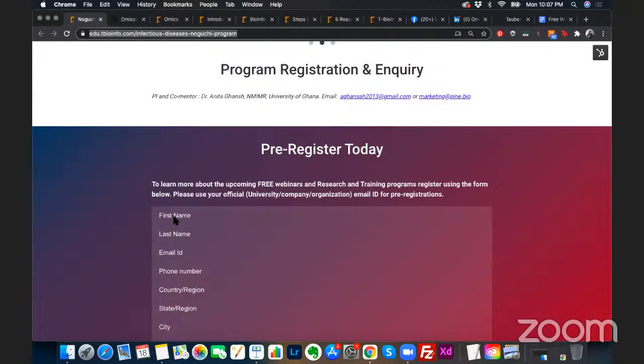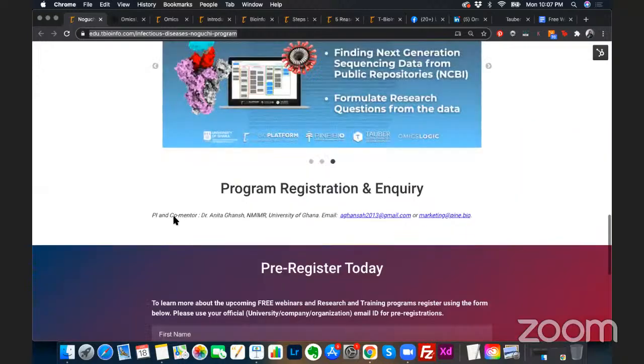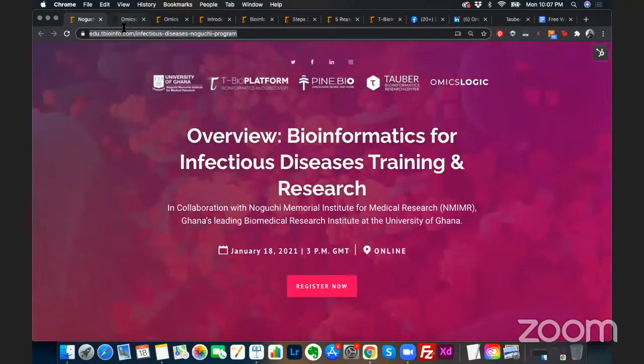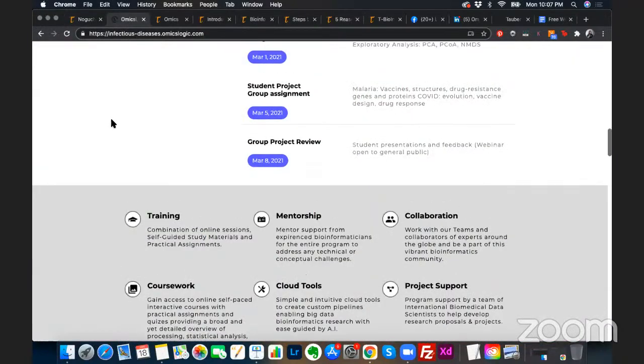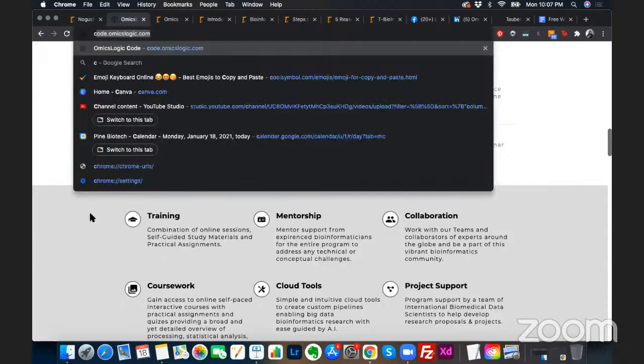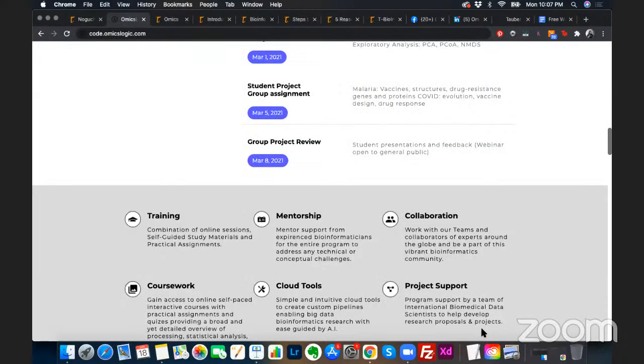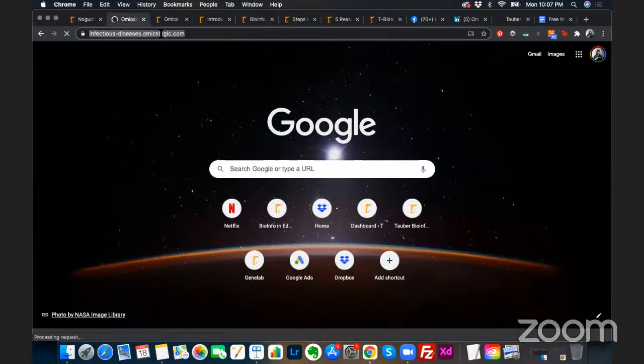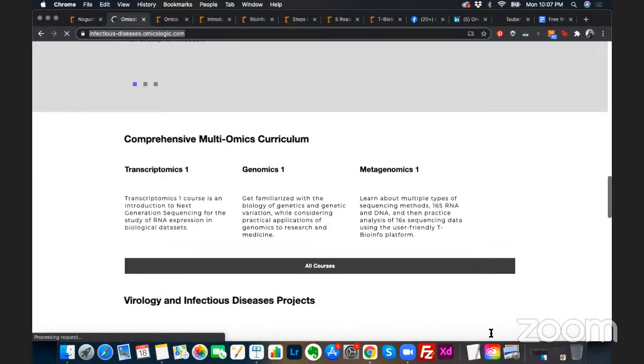Once you fill out that pre-registration form, you will receive details about the program. And especially if you are someone who is not from Noguchi, then the next step is to go to this page. This is the Infectious Disease checkout page. I'm posting the link again here. Sorry about this, I'll just go back. Okay, I got the link.